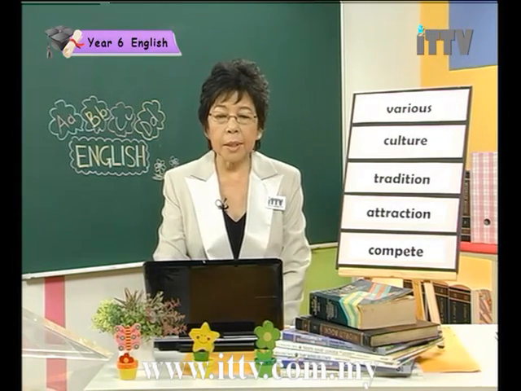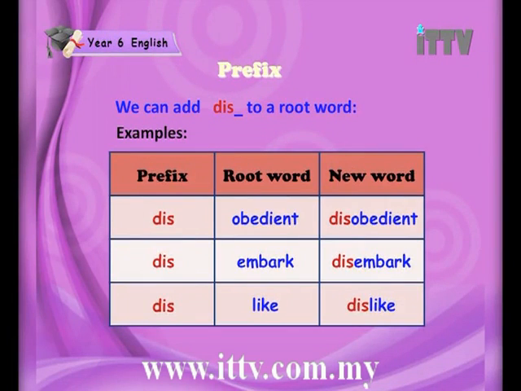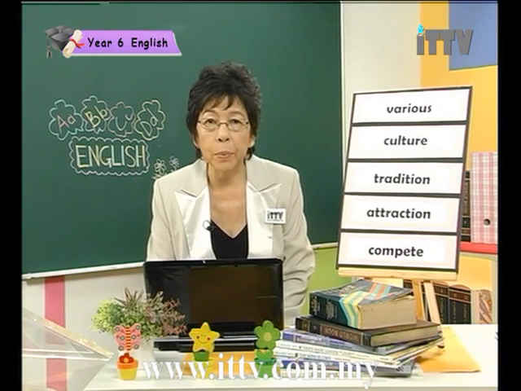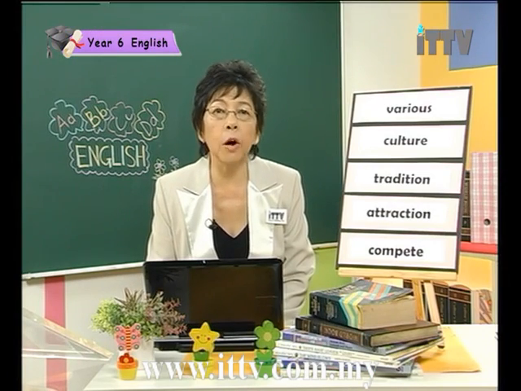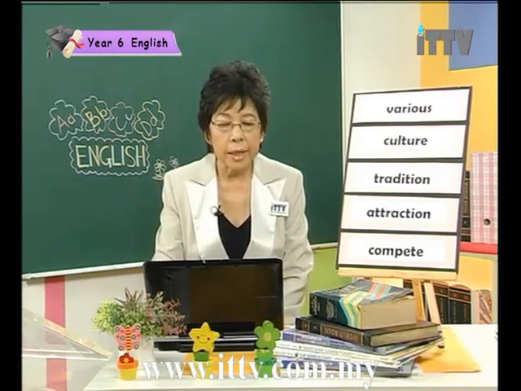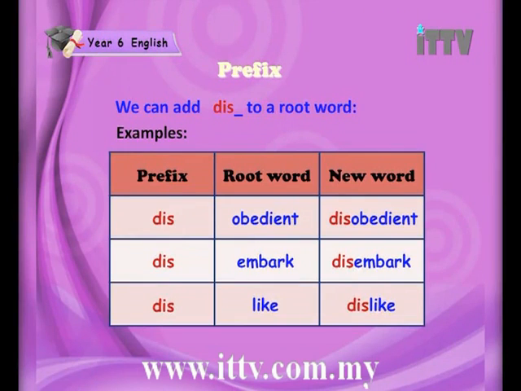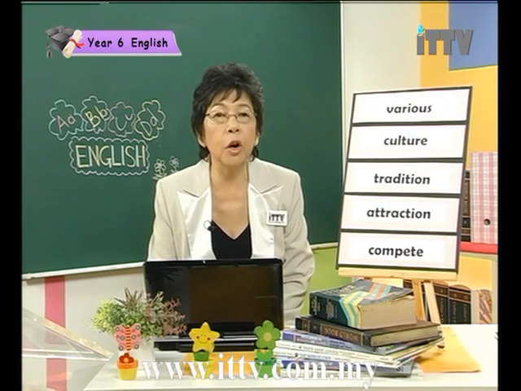More examples. We can add dis, D-I-S, to a root word. Example, dis to obedient becomes disobedient. The new word disobedient is the opposite of obedient. The next word, dis and embark becomes disembark. This new word too is the opposite of embark.